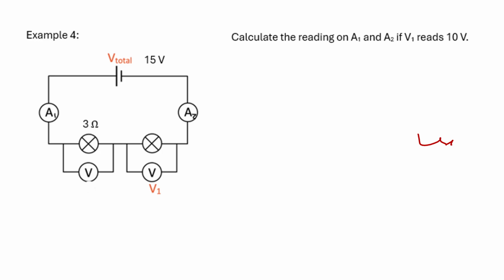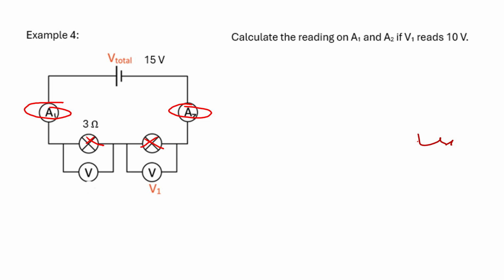Okay, so for question 4, example 4, this is a series circuit. There are only series resistors, series light bulbs happening here. So if you can see, there are also 2 ammeters. We have an ammeter 1 here and an ammeter 2 there. We have 2 light bulbs. Remember, light bulbs act as resistors. So there are 2 resistors over there.